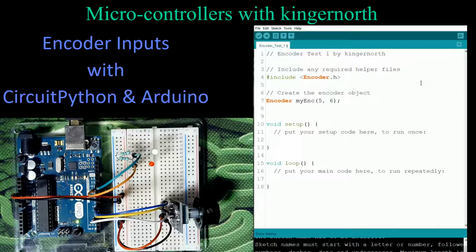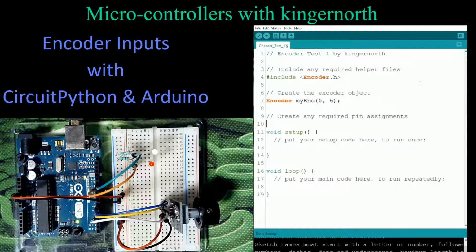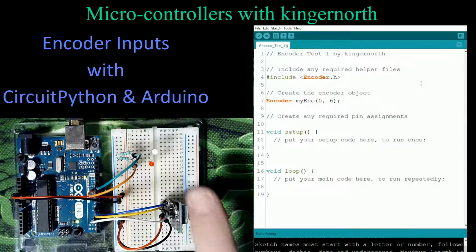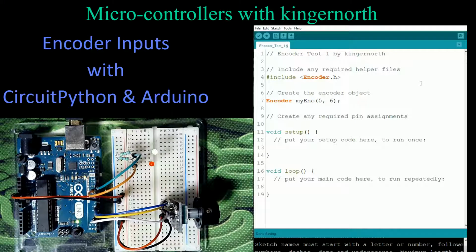So now I'm going to go in here and get myself ready, and I'm going to create any required pin assignments. On here I have a switch and 2 LEDs, so I'm going to need pins for each of those. Let me go ahead and create those now.